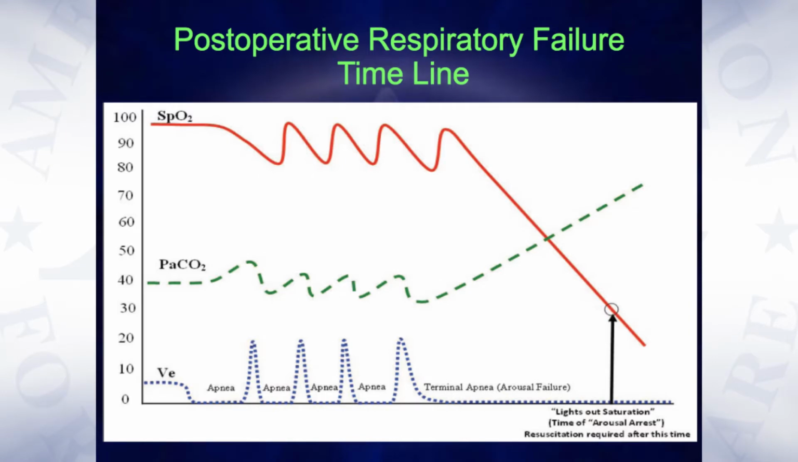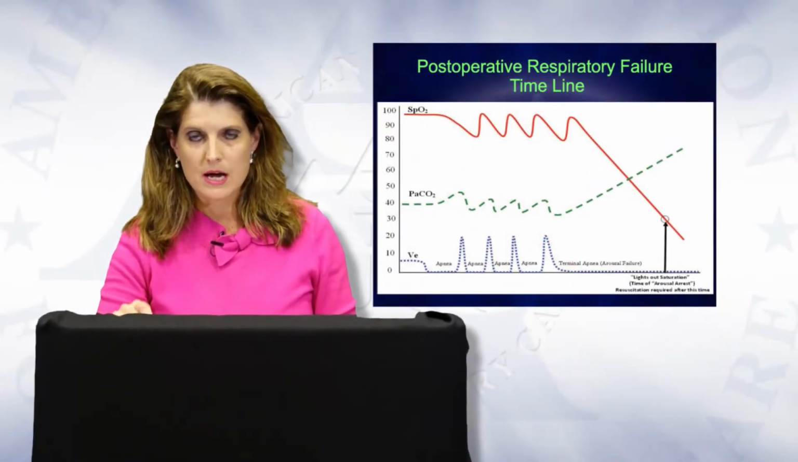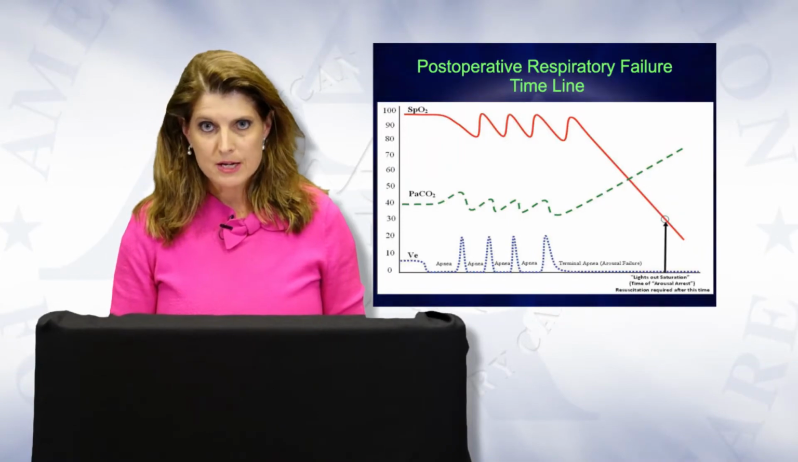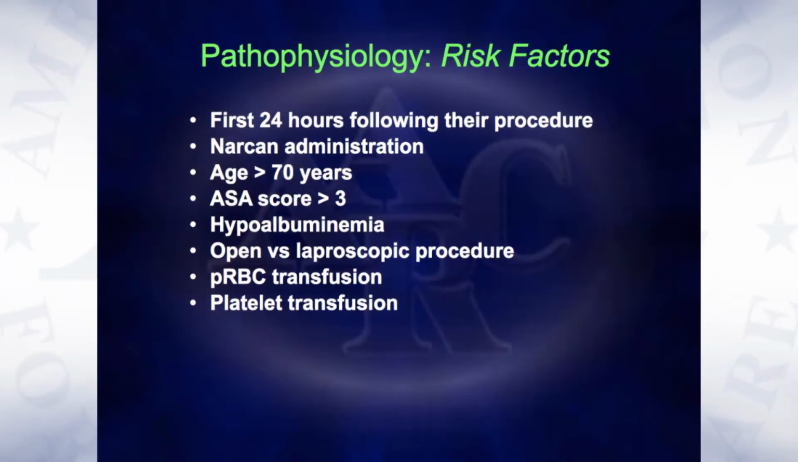Along the red line, the oxygen saturation line, you can see that you start out at 100%, and with a period of apnea, it may decrease. And then as a breath occurs, it goes up again. And then with apnea, it goes down again, until you get to a point where the PaCO2 and the oxygen saturation levels cross. And at this circle right over here, that's referred to as lights out saturation. At this point, unless an intervention is made, and it can be something as simple as mask ventilation, patient death will ensue.